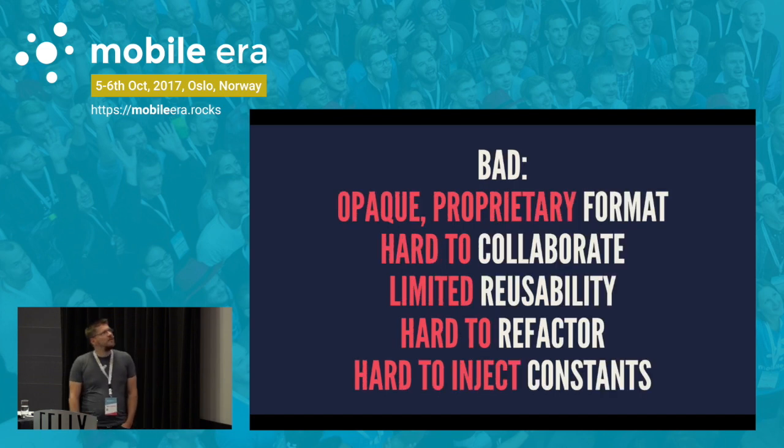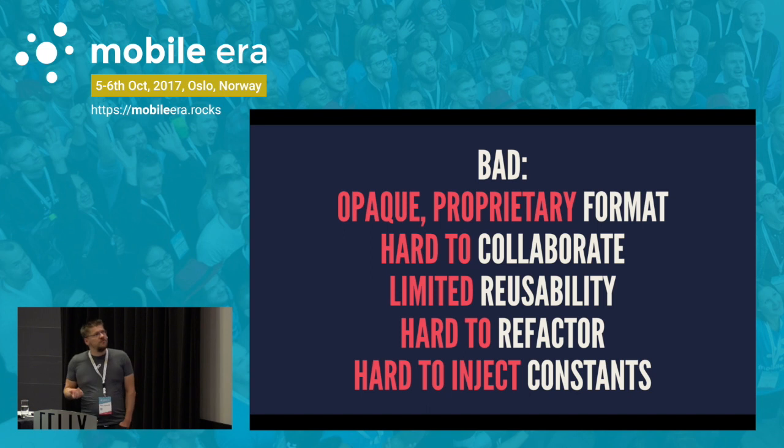What's bad about them? They're an opaque proprietary format, so Apple doesn't really provide any documentation. I mean, they are technically XML, but if anybody's tried to read it, you'll know what I'm talking about. And why is that a problem? Well, you can't really code review somebody's changes to a storyboard. You can see that they've changed some things in GitHub, but you have no idea what effect that's had. And that makes it hard to collaborate.